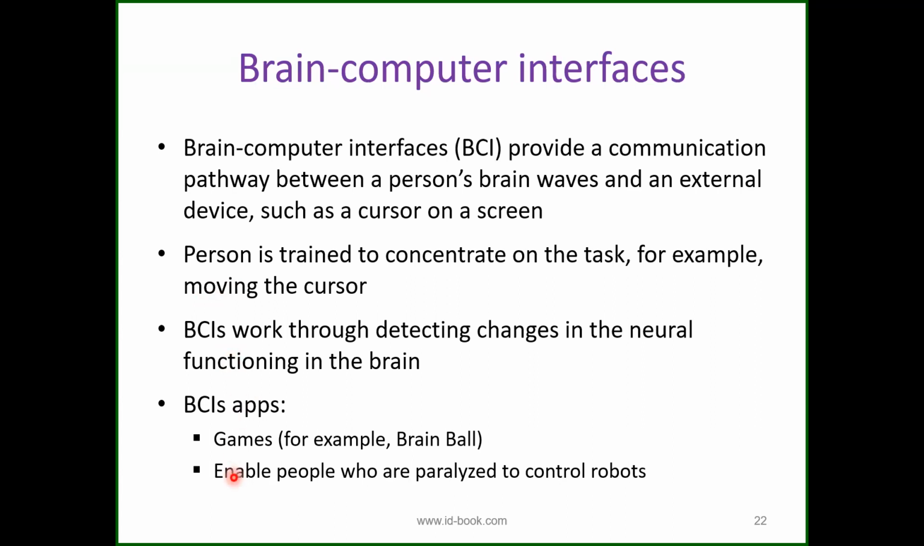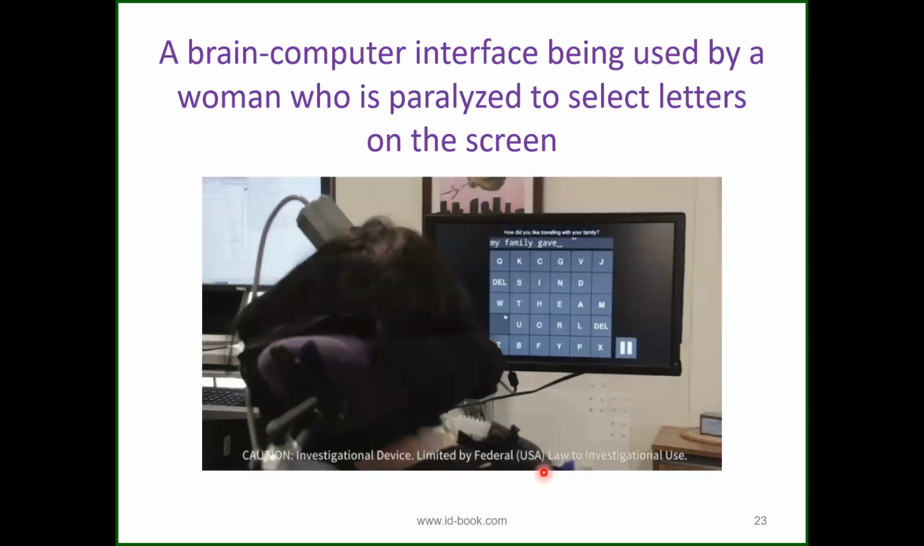BCI applications include games, and enabling people who are paralyzed to control robots and do work. And we had Stephen Hawking, a great physicist. He used to work with BCI and he had his computer. He was paralyzed, he could not move his hands and legs, but he had a great brain. So he used the BCI computer to convey his ideas, and the computer used to write for him and talk for him.